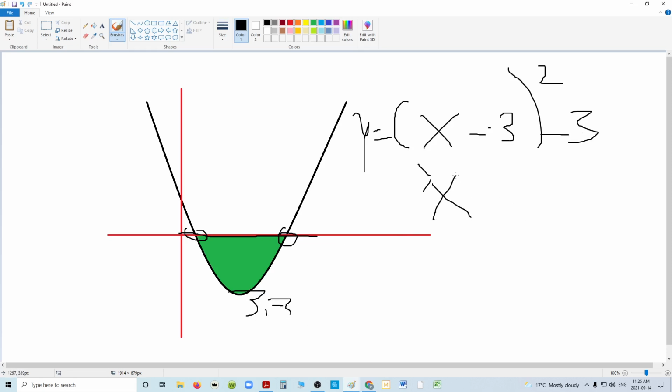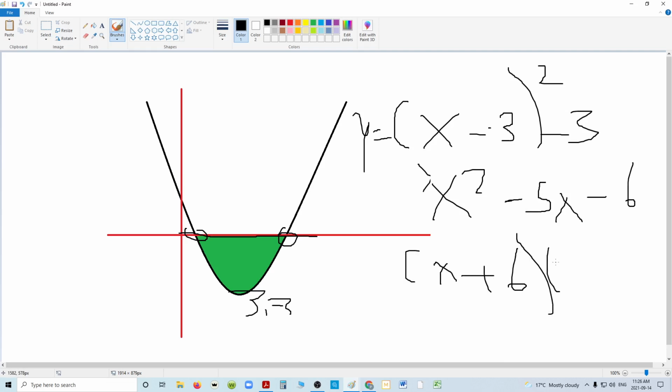If I expand it, I get x squared minus 6x plus 9 minus 3, which is plus 6. And again, that's still not factorable, but let's say I instead have it at 5, just to make it easier on me. And I would determine that the factors are indeed x plus 6 and x minus 1. Let's see if that works. No, x minus 6 and x plus 1.